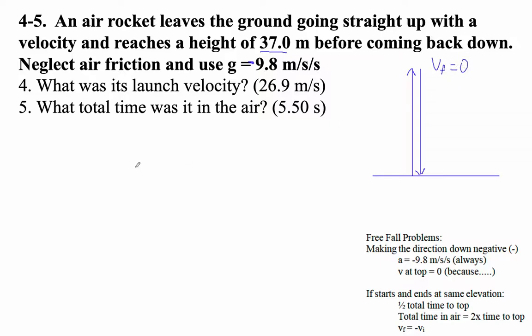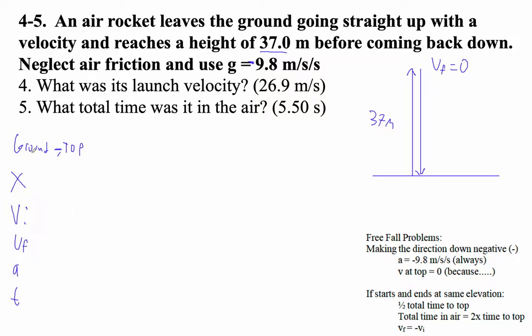is 0, right? So I'm going to solve this from the ground to the top. And that's the key. That's what we want to do, because the 37 meters is at the top, right? So let's do this ground to top: x, Vi, Vf, a, and t. And we'll have to be clever about the total time it's in the air, okay?